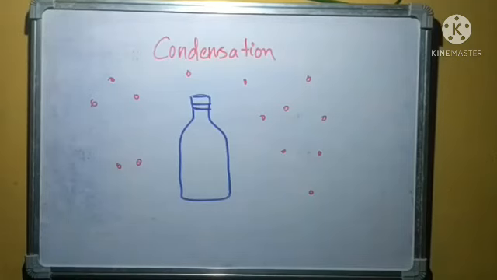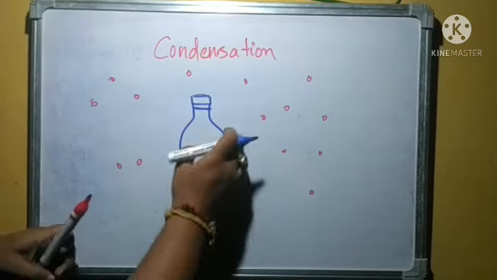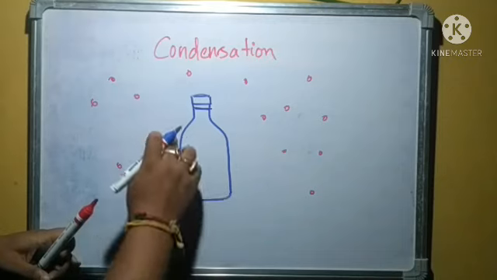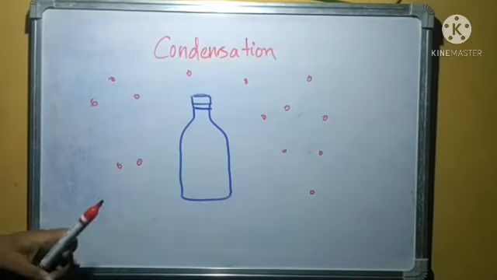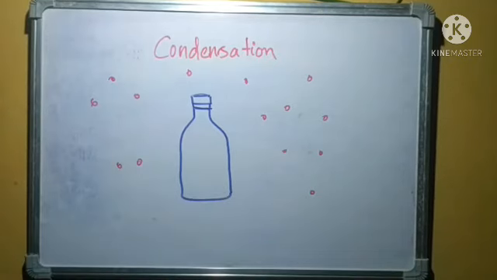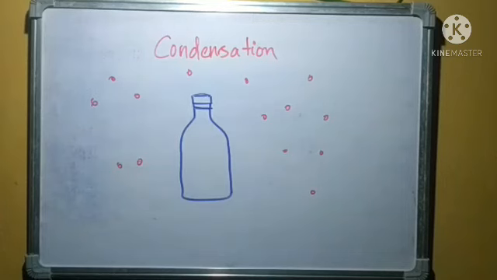This bottle is very cold. Generally we see that after we bring it out of the fridge, some water droplets begin to form at the surface of the bottle. When we touch the surface, we feel that water is present on it. So from where does this water come?